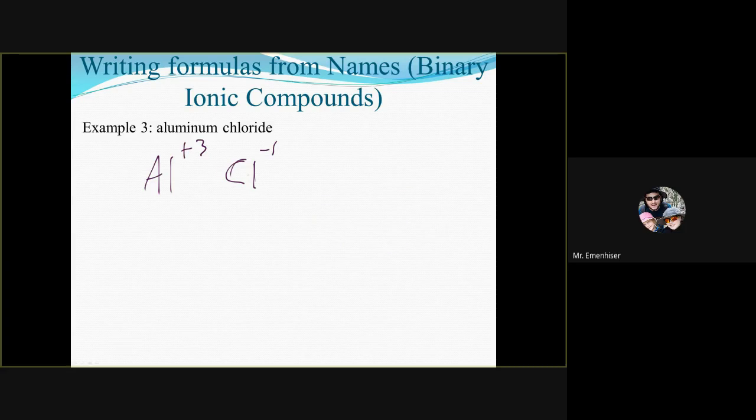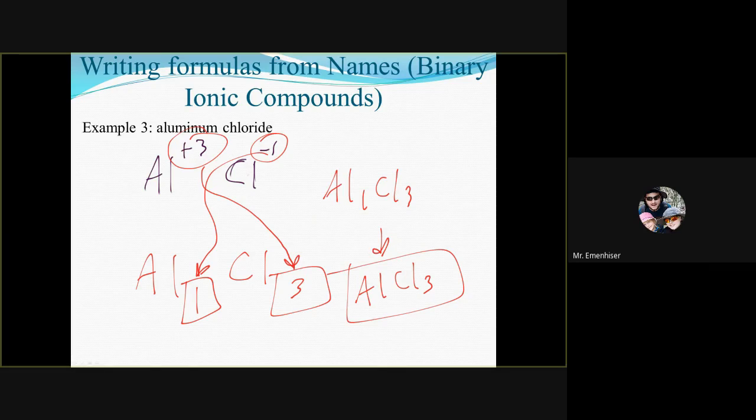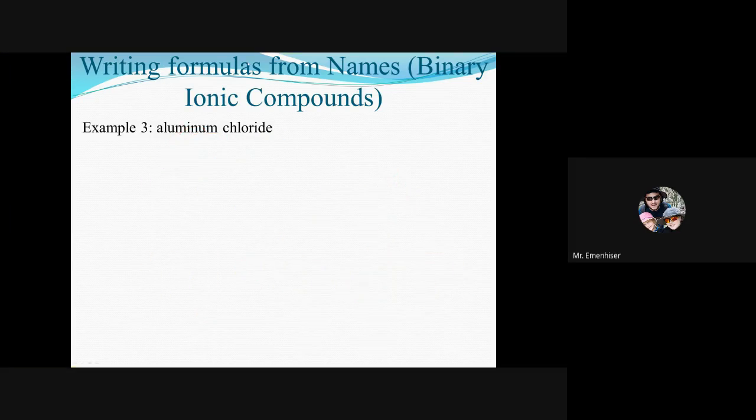If I do the cross trick shortcut, I write these symbols down here. I leave a little space for where I'm going to put some numbers. The 3 goes down into the chlorine. The 1 goes down into the aluminum. So I got Al1Cl3 or AlCl3. That's our answer. Marvelous. Okay, that's the cross trick. Again, you remove the charges. You just want those little numbers, those little subscripts. All right, let's keep going.